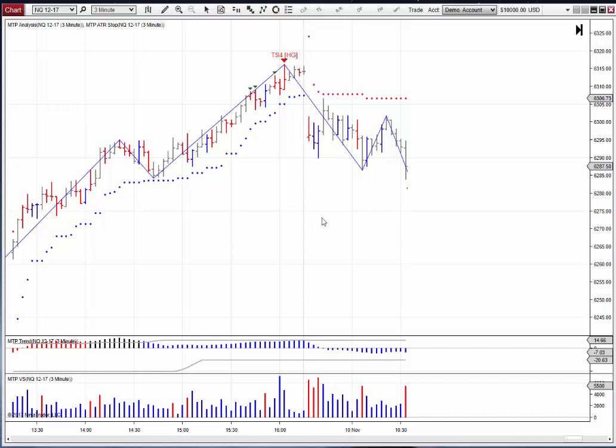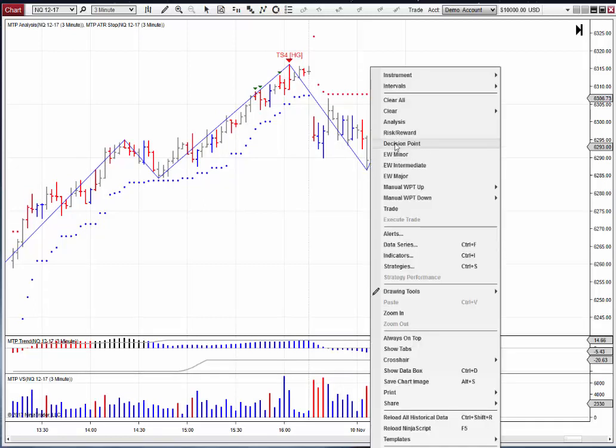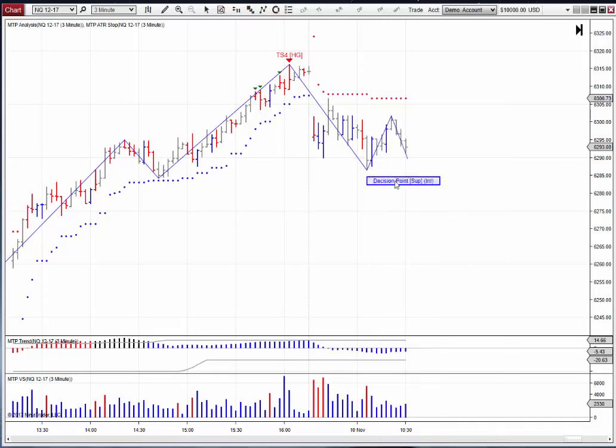But we have an advantage at MTPredictor because we can put our DP or decision point support and resistance zones on the chart. If I go back a bit, you can see how these would have been on the chart in advance. So I'll right mouse click on the pivot low, and you can see there it is on the chart in advance. So it's giving you an area of potential support.